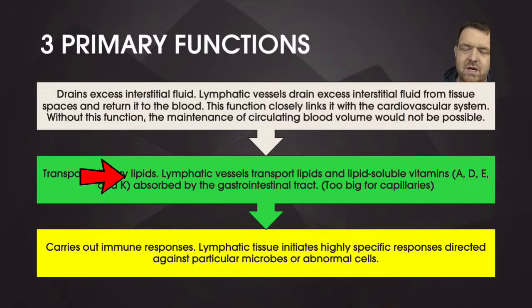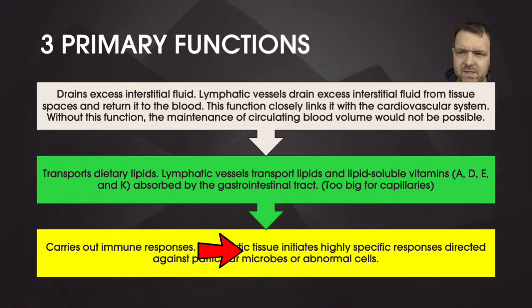It transports dietary lipids, so molecules that are too big for blood vessels, the blood capillary network, go into the lymphatic vessels because the gaps are a lot bigger for them to get into. Same with hormones as well. Hormones will use the lymphatic system to circulate around the body.